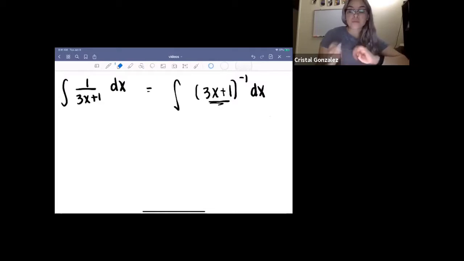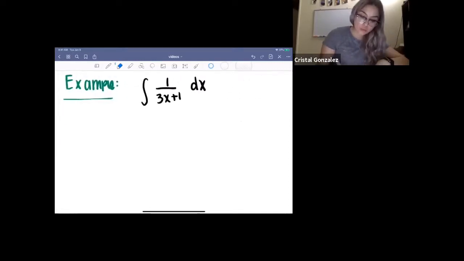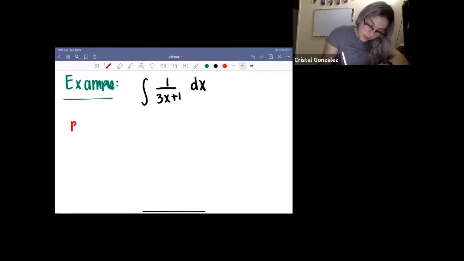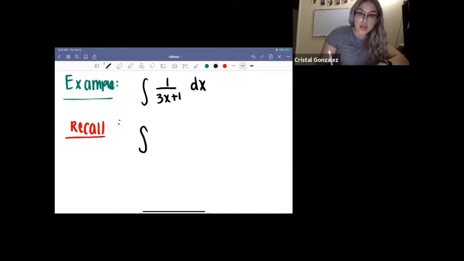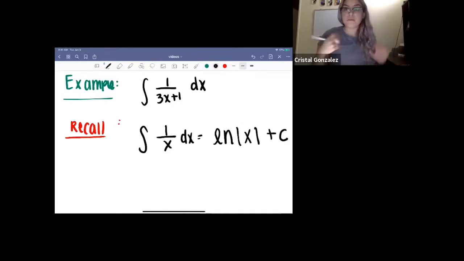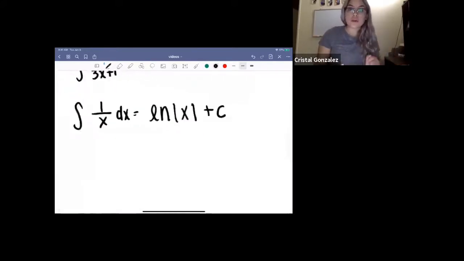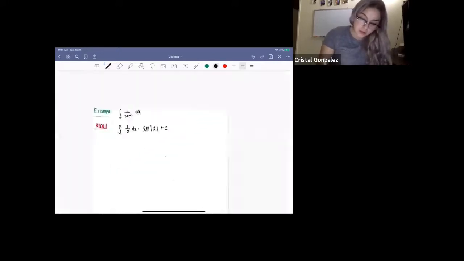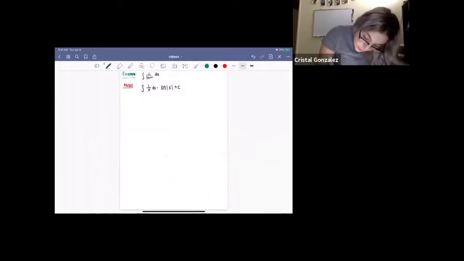And so recall that whenever we had something to the negative 1 power, that was an ln function. Hopefully you remember this: if we have the integral of 1 over x dx, the answer is the natural log of the absolute value of x plus c. So that's exactly what we're going to use to solve this one. Let me rewrite this.